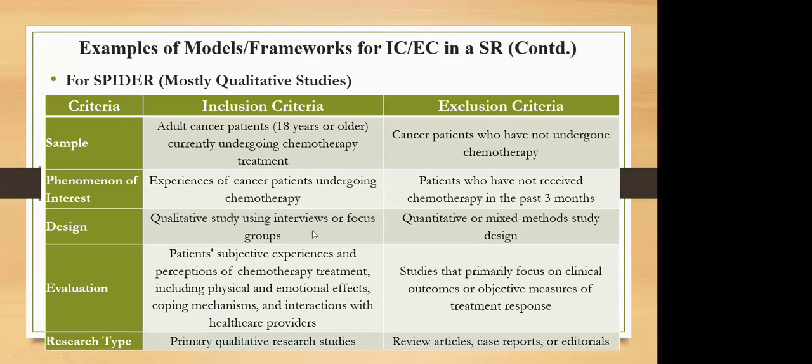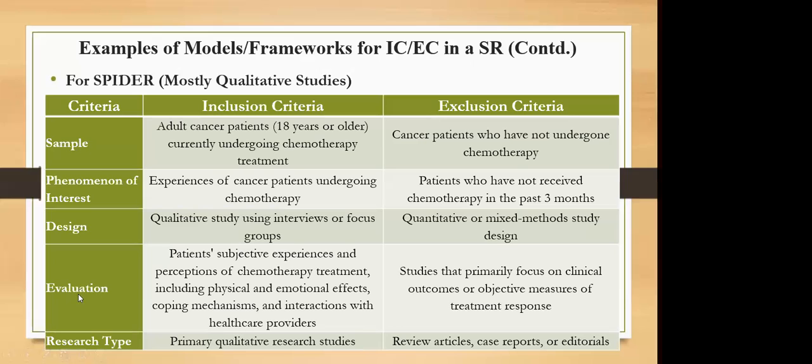Now, like I said, for our design, the D in SPIDER represents the type of study. So qualitative studies using interviews or focus groups will be our inclusion criteria. Studies with quantitative or mixed-method designs will be excluded.